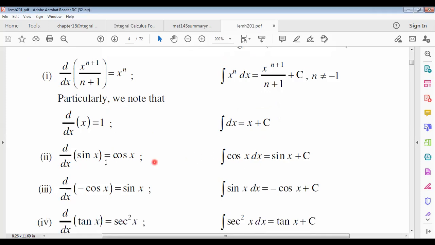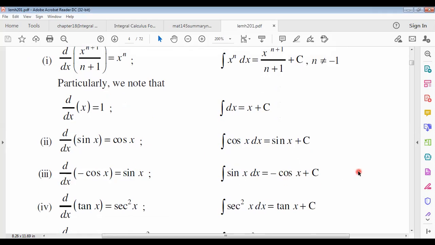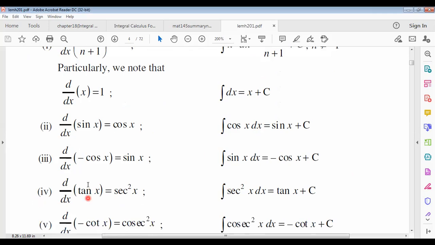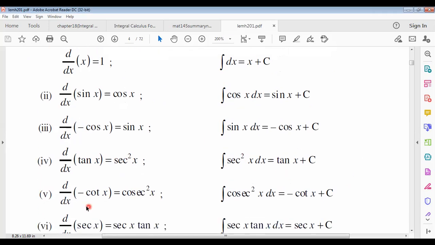Similarly, sin x: differentiation of sin x was cos x, so cos x integration will be sin x. Similarly, differentiation of minus cos x is sin x, and integration of sin x will be minus cos x. Differentiation of tan x was sec square x, so sec square x integration will be tan x. So tan x is the antiderivative. Differentiation of minus cot x will be minus cosec square x. So cosec square x integration will be minus cot x.